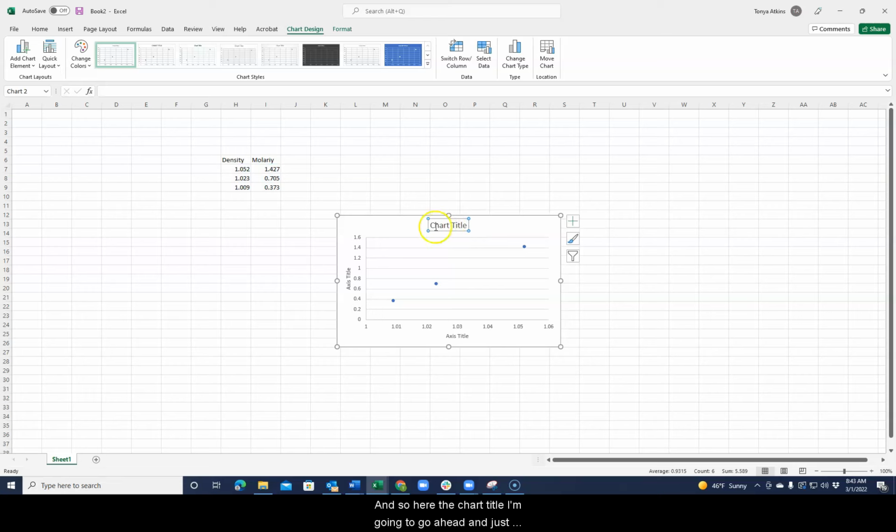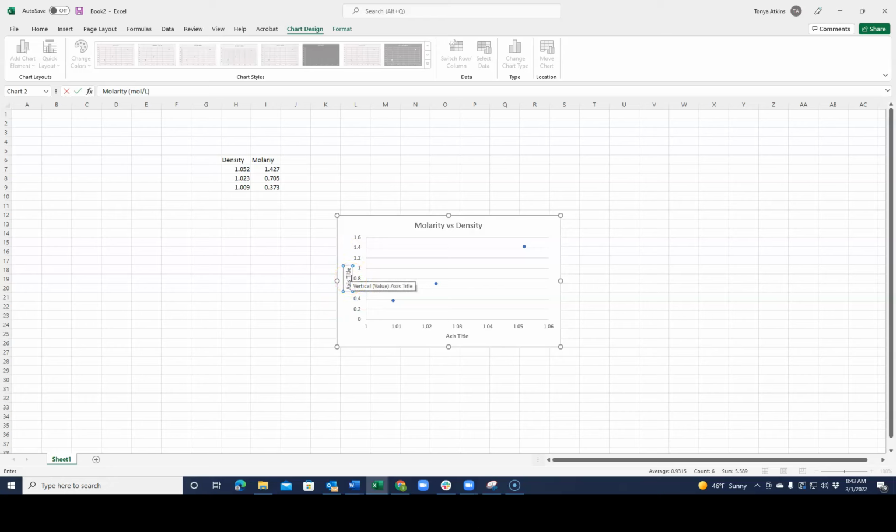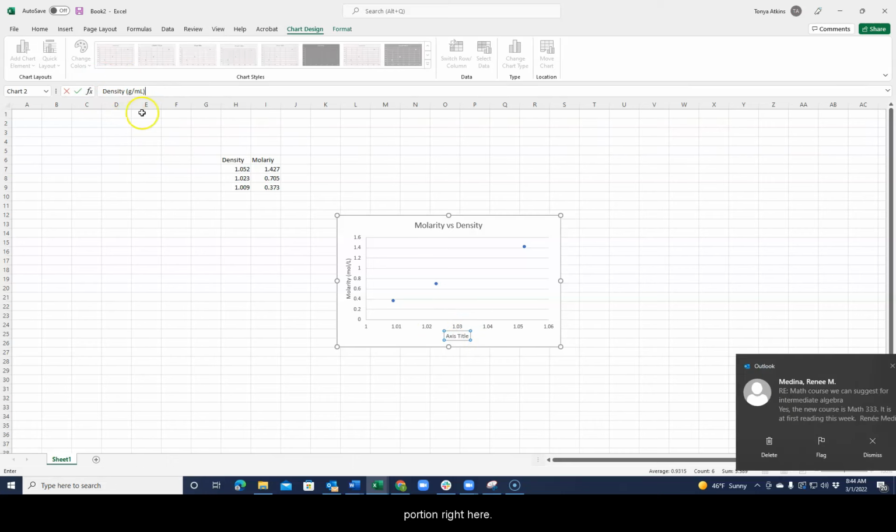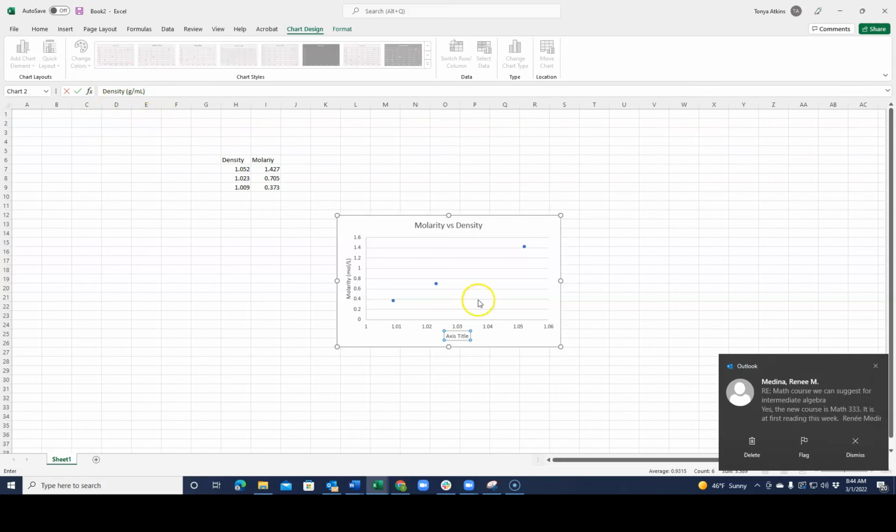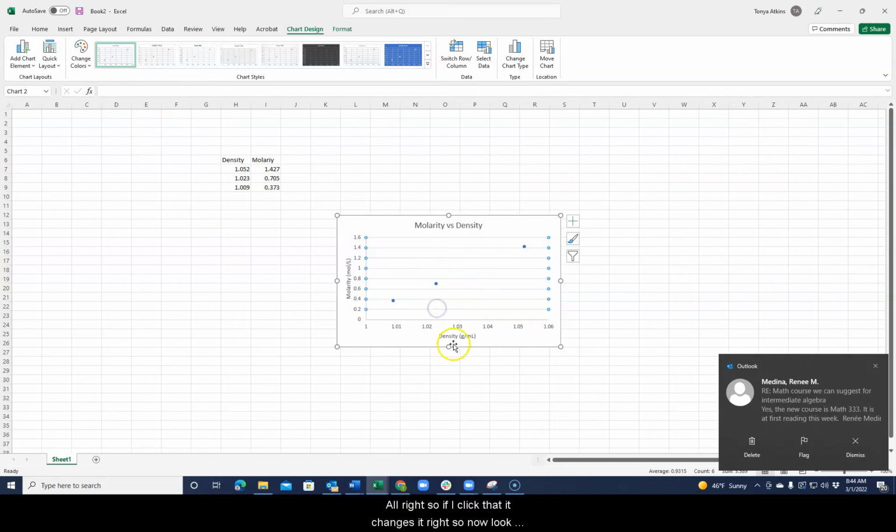And here the chart title, I'm going to just put it in here. So it's your Y versus your X here. So we know it's going to be molarity versus our density. That's fine. Here, I'm going to put molarity. So I'm just clicking on the left-hand side. And I'm going to put the units, mole per liter. The X, I'm going to put density, and it's going to be gram per mil. So notice when I click on it, I don't see it down here yet. I'm seeing it in this top portion right here. All right, so if I click that, it changes it.